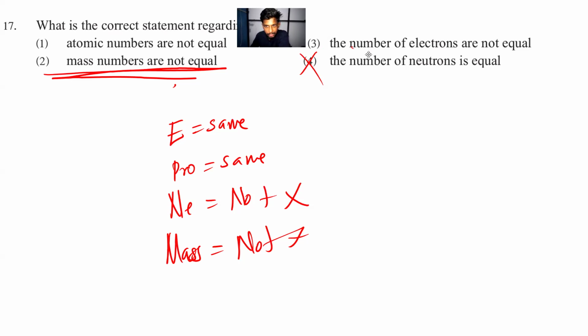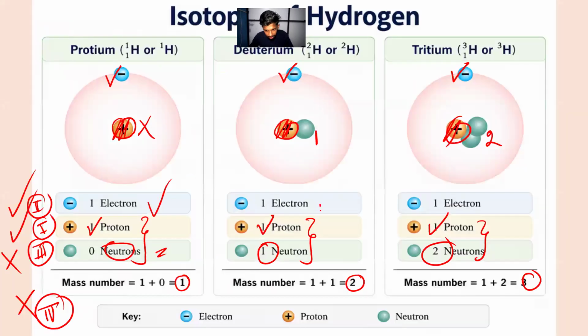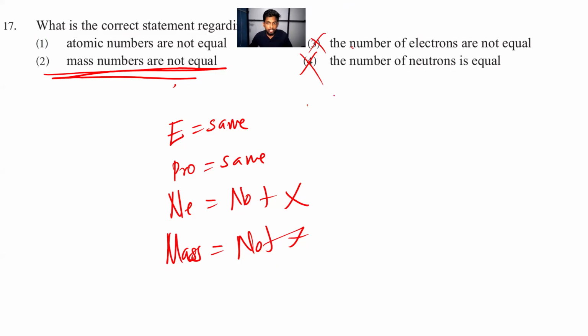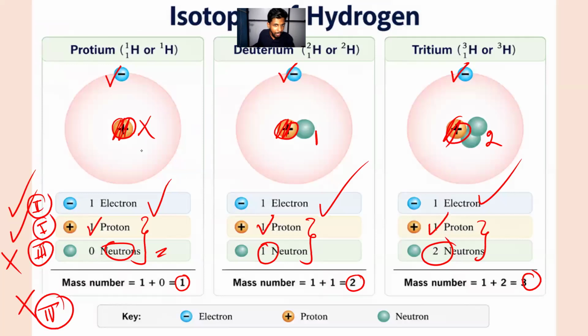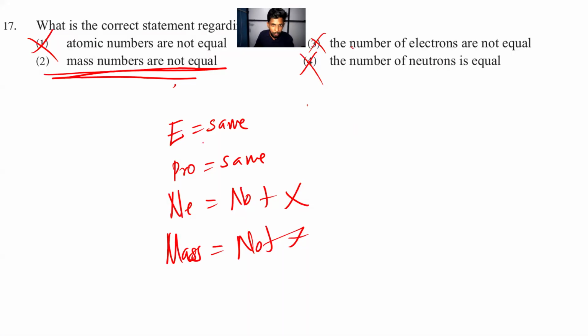Okay, fine. So the third one is also wrong. Why? The electrons are the same here. Look at the electrons. Electrons are the same, so that is also wrong. First one, atomic number. Proton is called the atomic number. The protons are the same, so definitely the atomic number is also the same. So directly we can say that it is the second one.